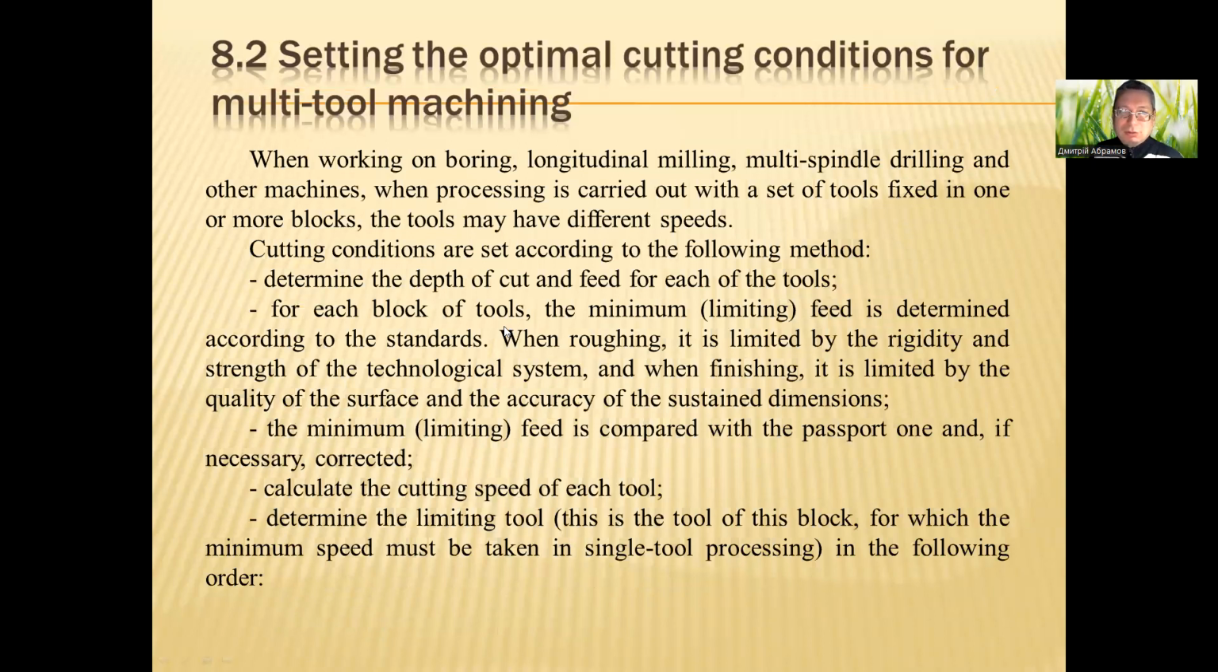When working on boring, longitudinal milling, multi-spindle drilling, and other machines, when processing is carried out with a set of tools fixed in one or more blocks, the tools may have different speeds. Cutting conditions are set according to the following method. Determine the depth of cut and feed for each of the tools. It's the first method.